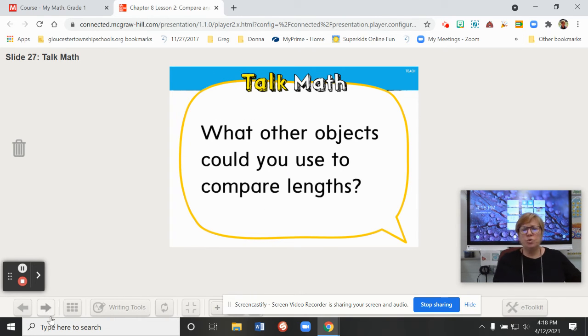What other objects could you use to compare lengths? What could we compare? Have you ever compared your shoes with someone else, to see who has longer feet, maybe with a brother or sister or a friend? Have you ever compared your hair with somebody else? You stand next to each other and somebody says, which is longer, which is shorter? There's a lot of different things you can always compare lengths of.